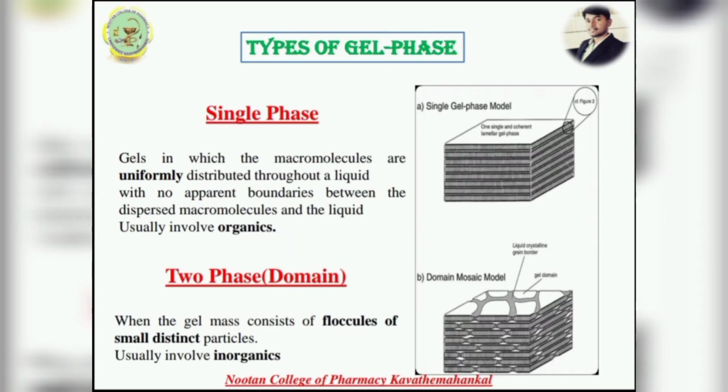The types of gel phase: this is the figure of the single gel phase model and the domain mosaic model. In the single phase gel, the macromolecules are uniformly distributed throughout the liquid with no apparent boundaries between the dispersed macromolecules and the liquid. Second one is the two phase system, where the gel mass consists of floccules of small distinct particles. This is the flow chart of the types of gel phase.